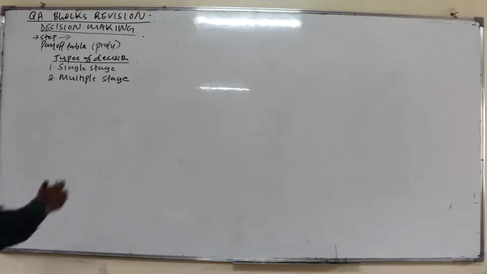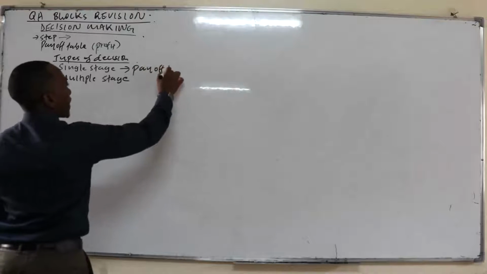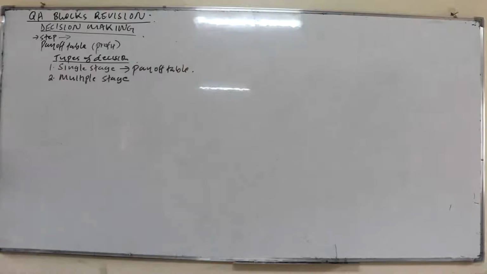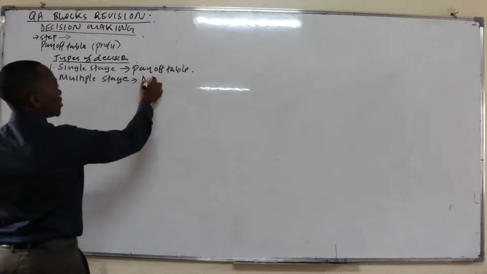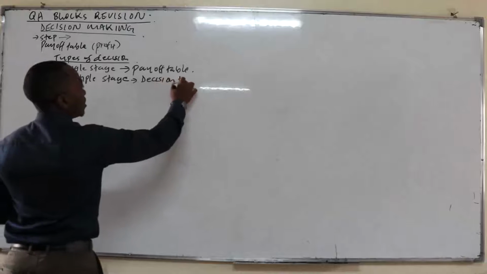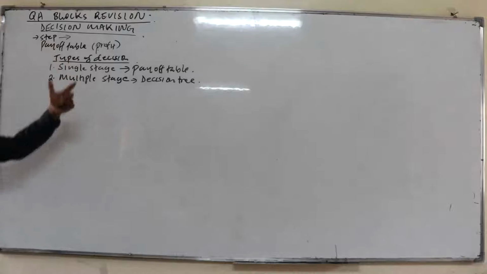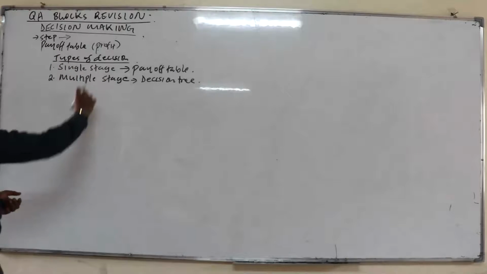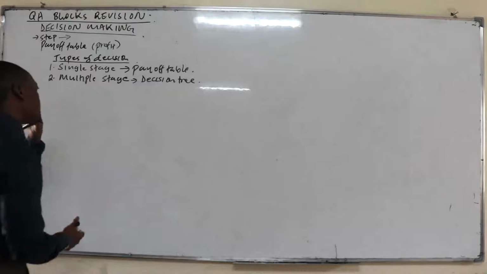For the single stage decision, it's evaluated using the payoff table. But for the multiple stage decision, it's evaluated using a decision tree. That's the difference between the two. For the single stage, this is where one outcome becomes final and conclusive. But for the multiple stage, this is where an outcome gives rise to another outcome.